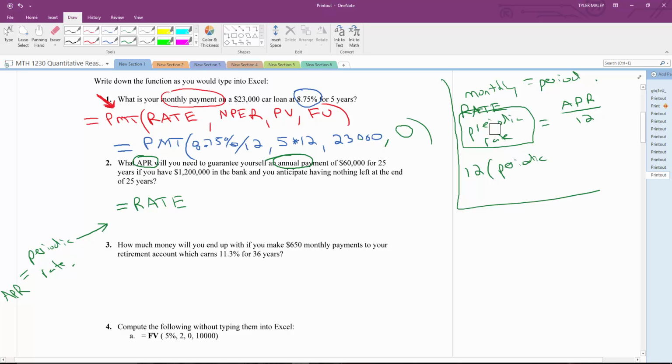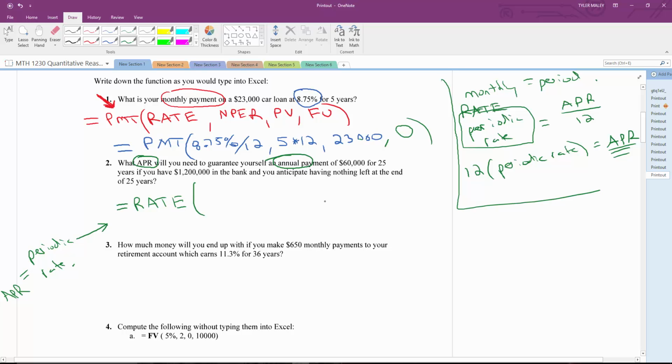Oops. Realize I swapped the E and the R. Right, periodic. There we go. So we would take 12 times the periodic rate to get the APR, because that's what we're asked to find. So you have to pay attention to that, right? But in this case, I don't have to worry about that because the number of periods in 1 year is just 1, so we can just proceed and plug this in.